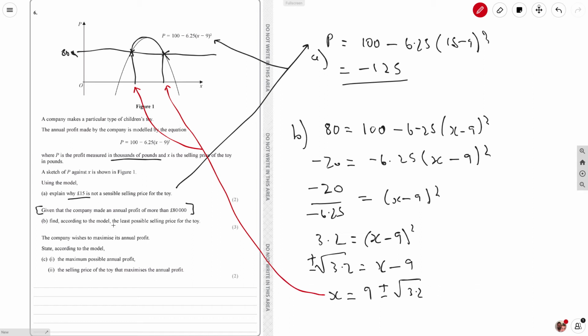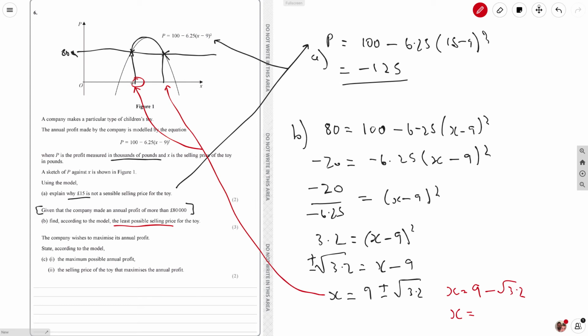When we look at the question, it says the least possible selling price. Okay, so that's going to be the one that's furthest to the left. Okay, so our final answer here is going to be whatever 9 minus root 3.2 is on a calculator. Okay, so when we pop that into the calculator, it's approximately, well, it's just over 7.21.